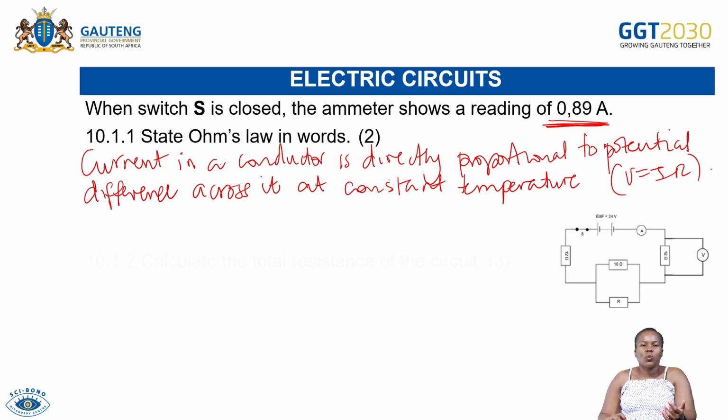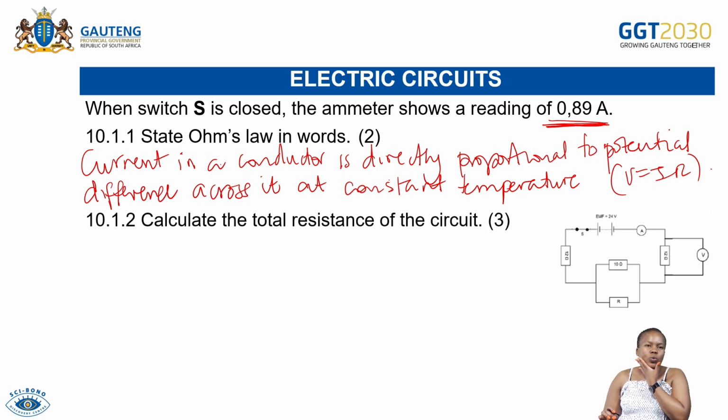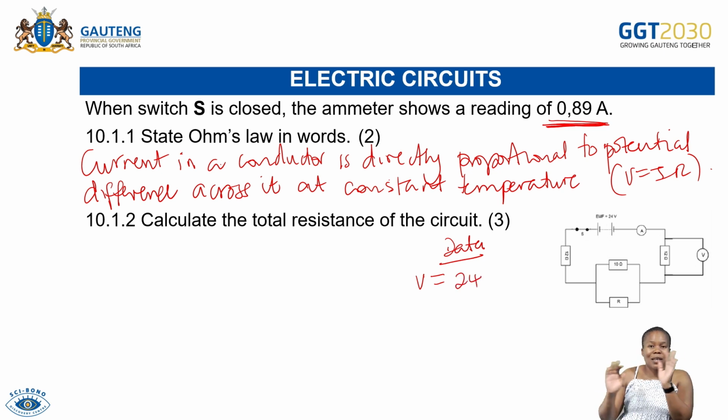Okay, and then the next one is 10.1.2: calculate the total resistance of the circuit. What is it that we do know? The data is over here. We do have the EMF providing 24 volts for the entire circuit. And then we do have I to be 0.89 amperes. But we don't know R. So we make it RT because we want to find it for the entire circuit.